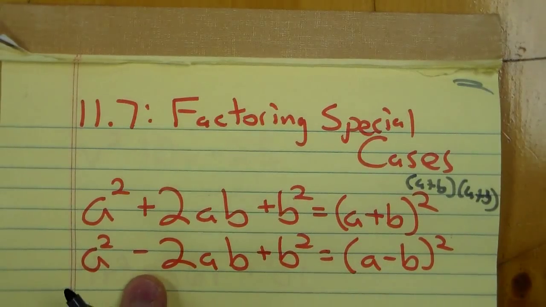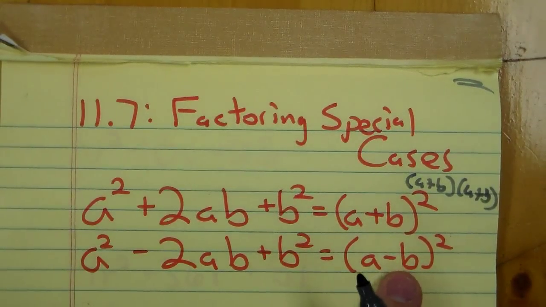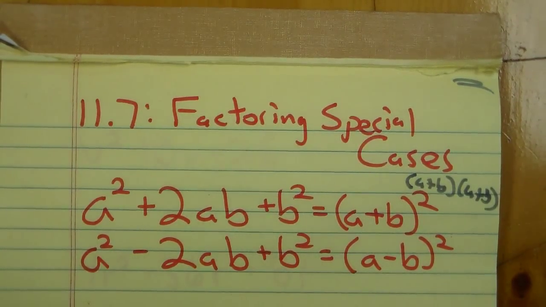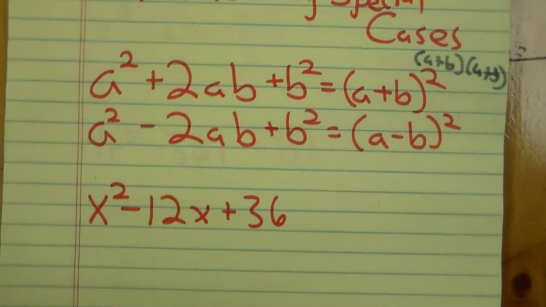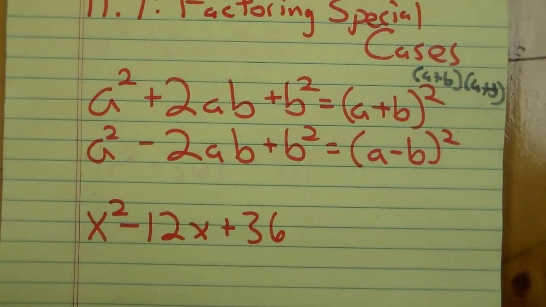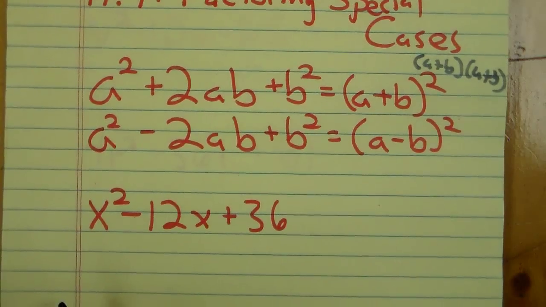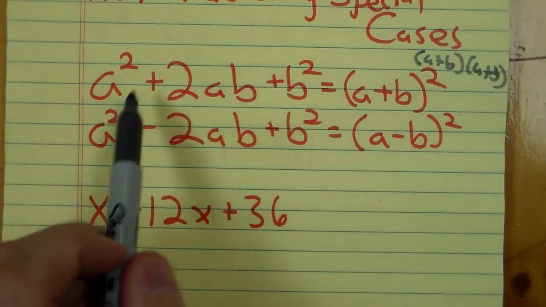Same thing works if I have a subtraction out in front. It's going to be (a minus b) squared, and that's on that middle term. Okay, so let's see what that looks like. That's going to be something that looks like this, which is x squared minus 12x plus 36. So not so much getting caught in this rule.